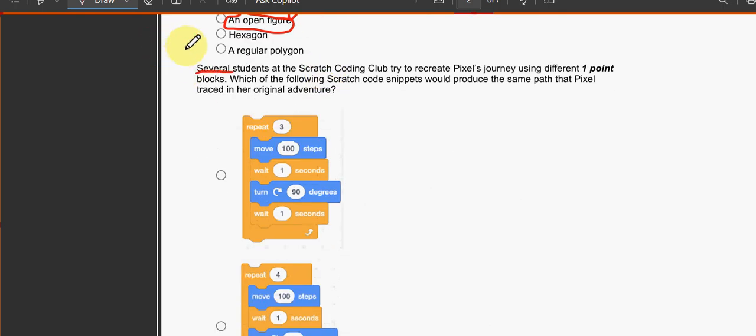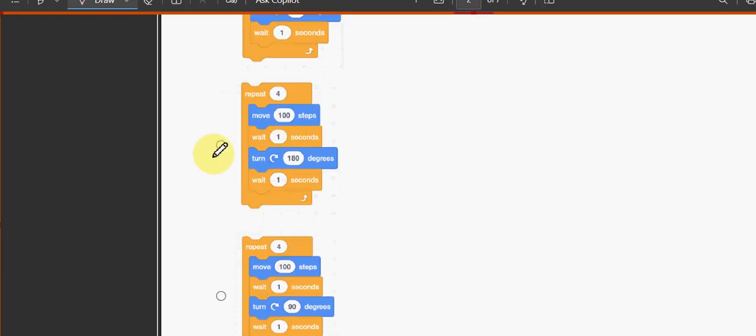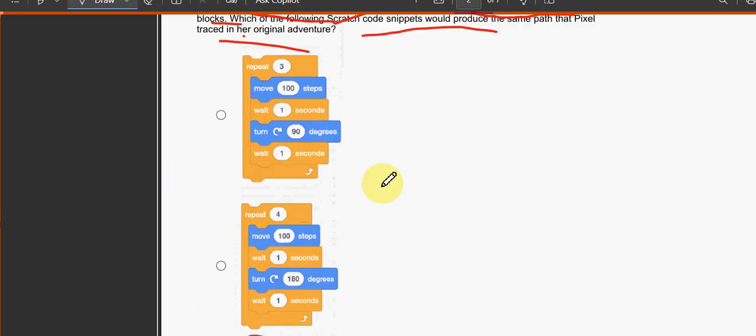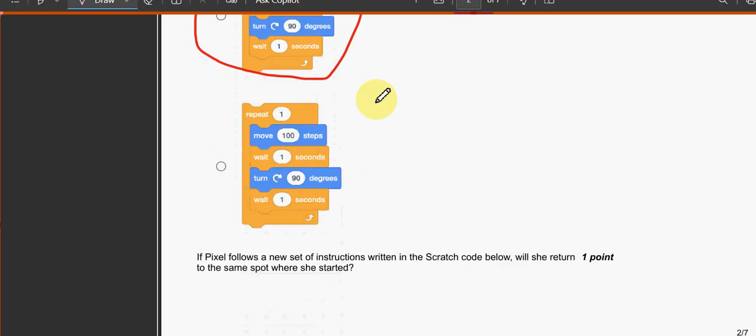Several students at the Scratch Coding Club try to recreate Pixel's journey using different blocks. They are asking which code produces the same path as in the previous question, right? So for this question, please mark the third option, guys. Now let's move on to the next question.